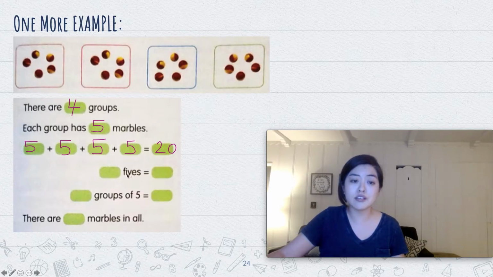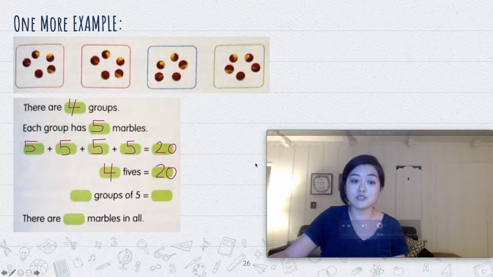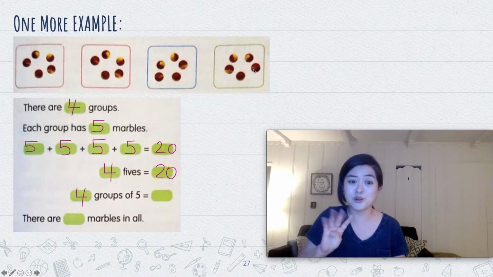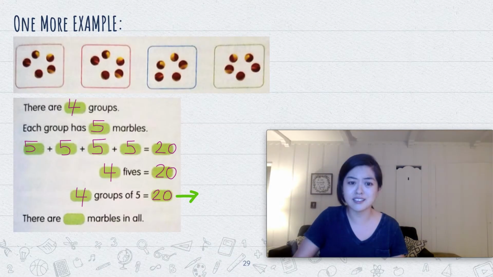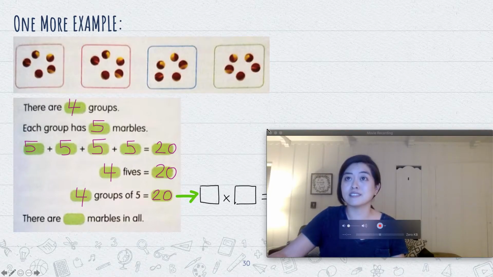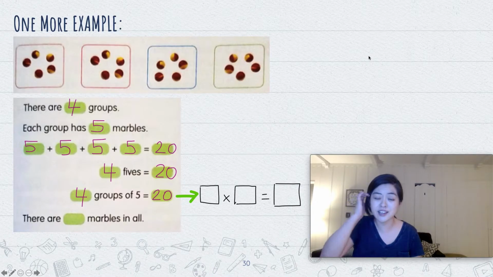We can also think of this as how many 5s? 4 5s, and 4 5s also makes 20. We can also think of this as how many groups of 5? 1, 2, 3, 4. 4 groups of 5, which is 20. And this is a multiplication sentence, isn't it? Just like we were learning, okay?